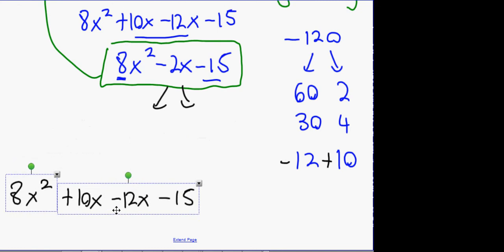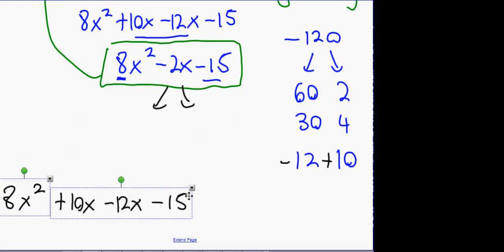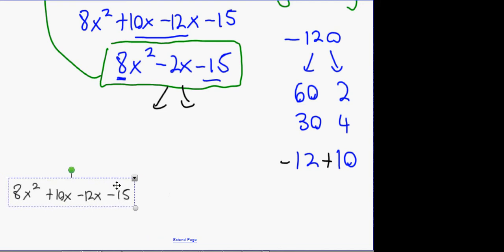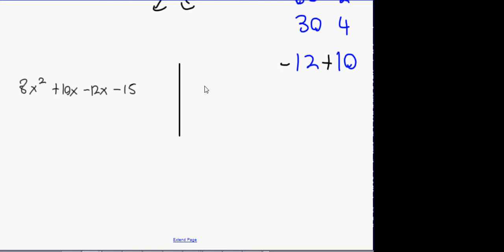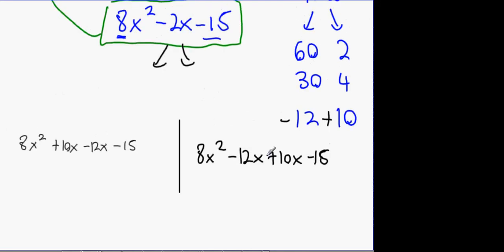Now, what we're also going to show you is it doesn't matter which way you have it. So that's one way of putting it down, isn't it? What's the other way of writing that? Can somebody tell me? See the way I put the 10 in front of the 12? Does that matter? Yeah. I could also do minus 12x plus 10x minus 15. Why does this work? Because when I add them together, it's still minus 2x, isn't it? So it's still the same number.